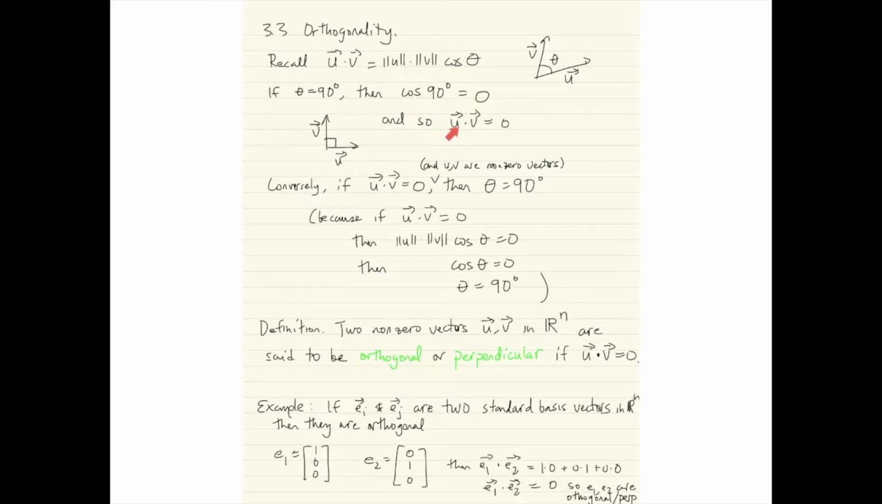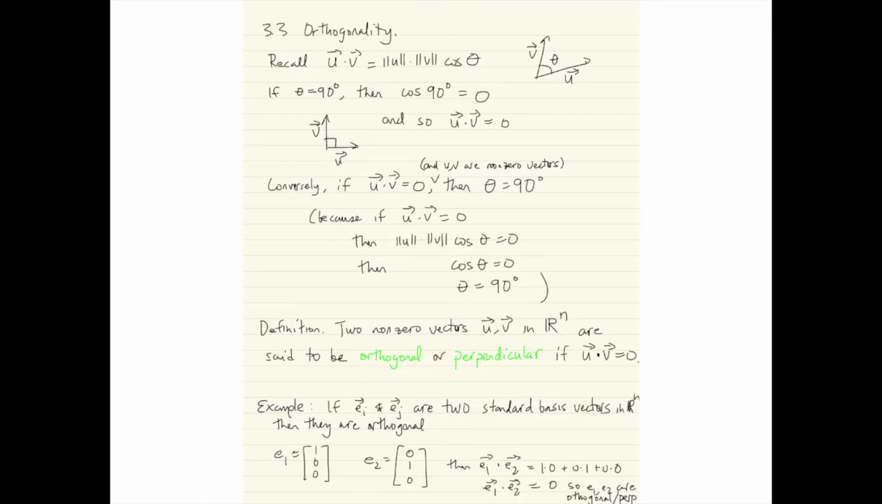And so the dot product becomes 0 because the cosine term is 0. Conversely, if the dot product is 0 and u and v are non-zero vectors, then the angle between them has to be 90, because if the dot product is 0, that means the norm of u times the norm of v times the cosine of theta is 0. Since u and v are non-zero, that forces cosine of theta to be 0, and then that forces theta to be 90 degrees. And so the dot product can detect whether two vectors are orthogonal or perpendicular.